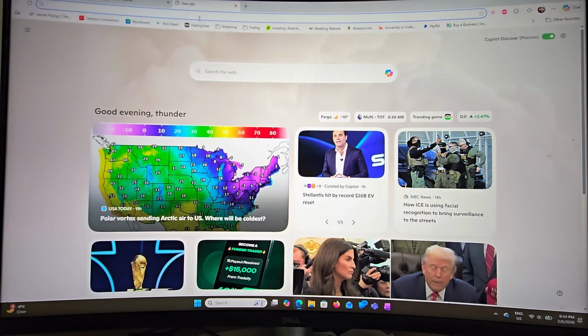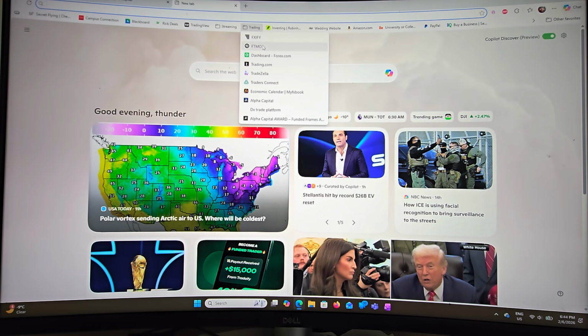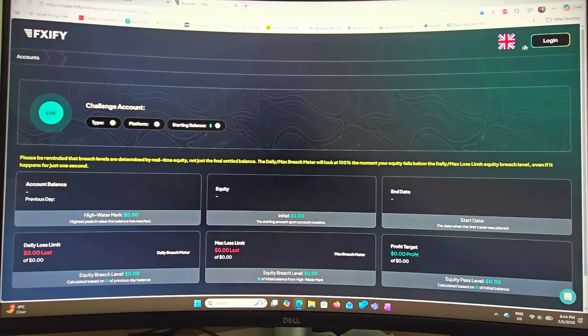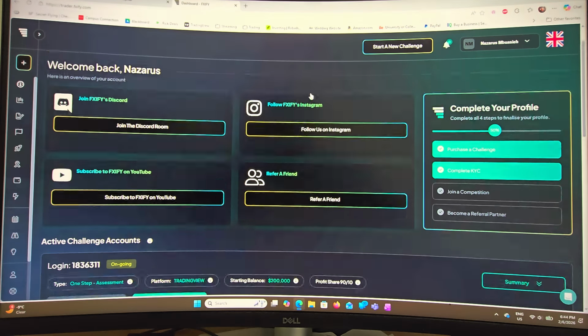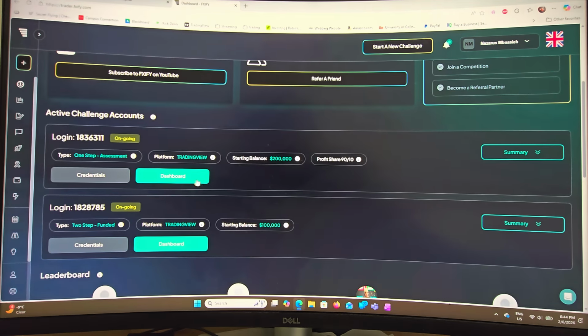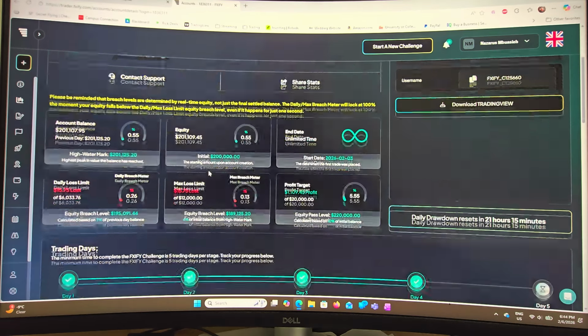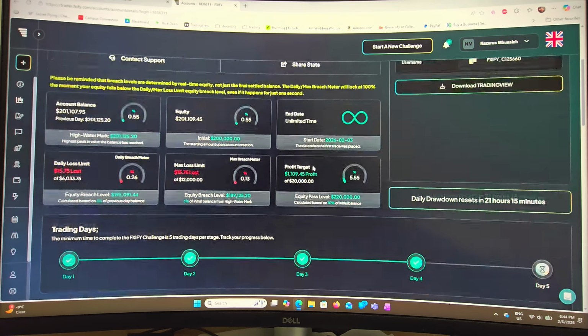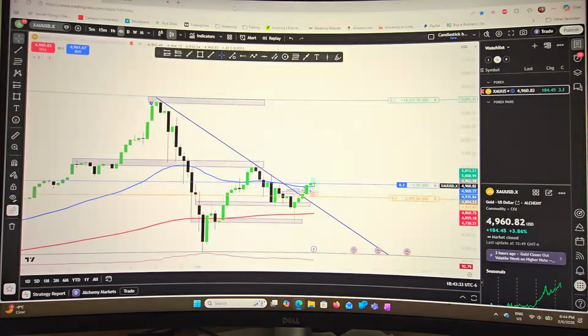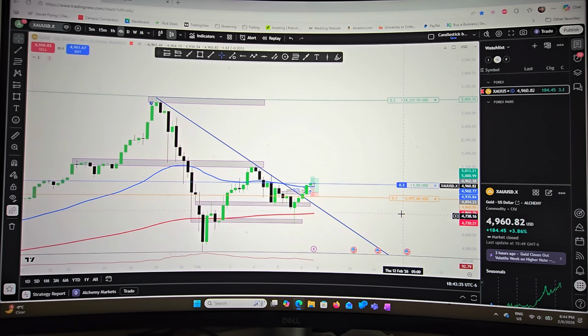I do not know. Let's see if we've satisfied the max trading day for FXify. I think they have a 5-day minimum. So let's see if we have the 5 trading days ticked off. No, we have 4. There's still one more. So yeah, that's where we're at on all the accounts.